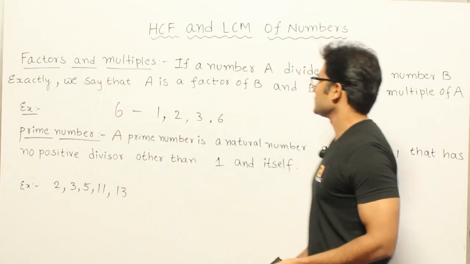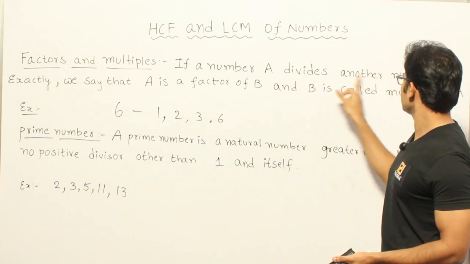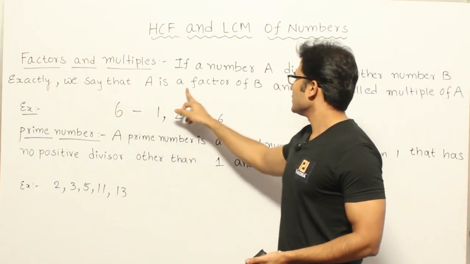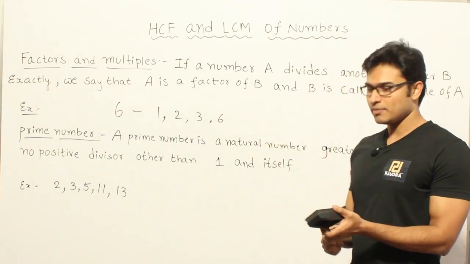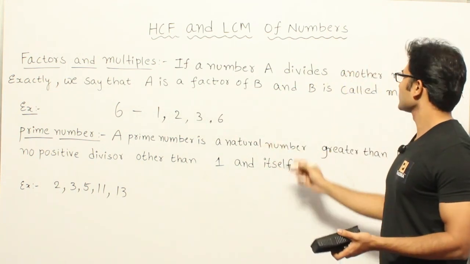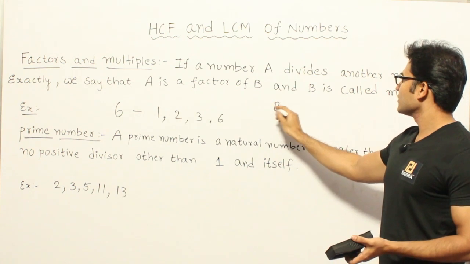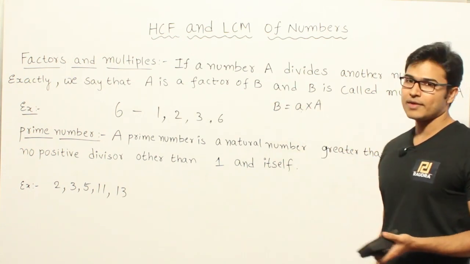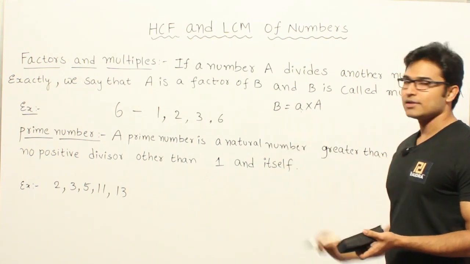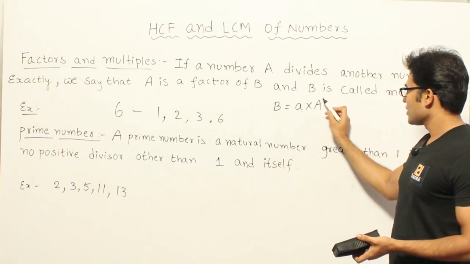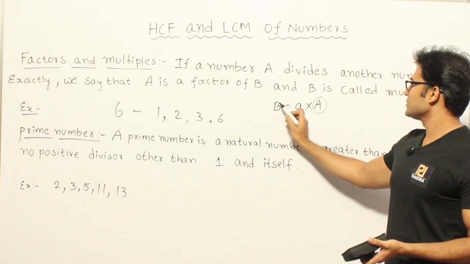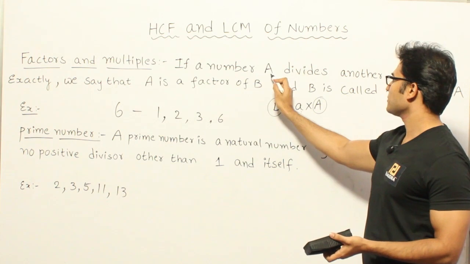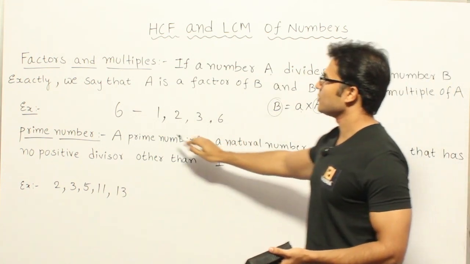So what is a factor? If a number capital A divides another number capital B exactly, then we can say that A is a factor of B. So what I mean to say is, if you can write B is equal to small a into capital A, where small a is a natural number, then we can say that A divides B exactly. Got it?